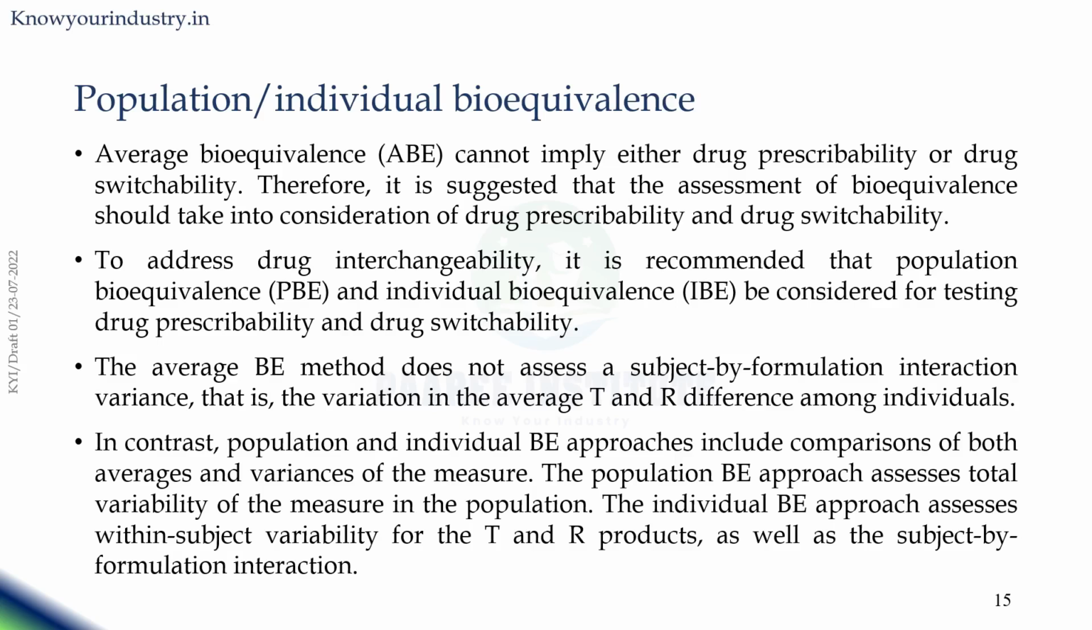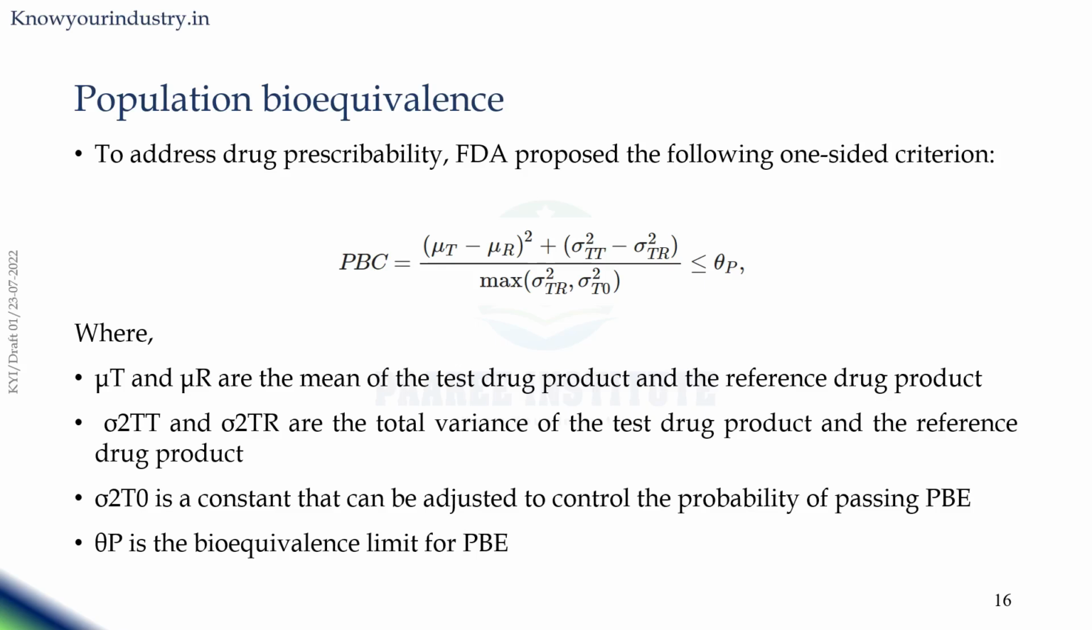In contrast, population and individual bioequivalence approaches include comparison of both averages and variances of the measure. The population bioequivalence approach assesses total variability of the measure in the population. The individual bioequivalence approach assesses within-subject variability for the test and reference products as well as the subject-by-formulation interaction. In case of population bioequivalence, to address the drug prescribability, FDA proposed the following one-sided criterion.